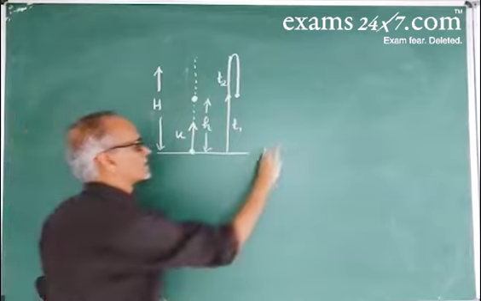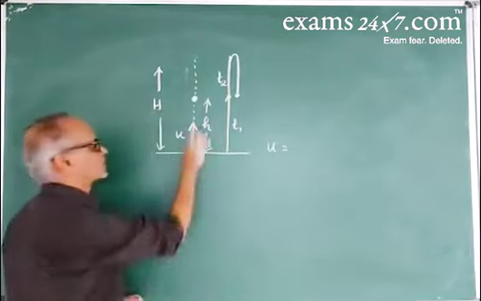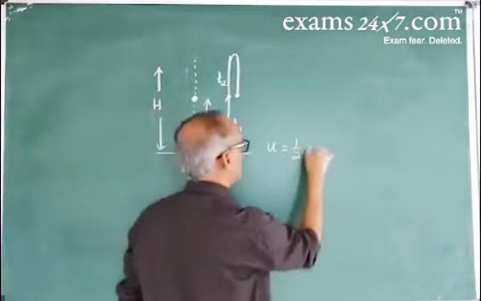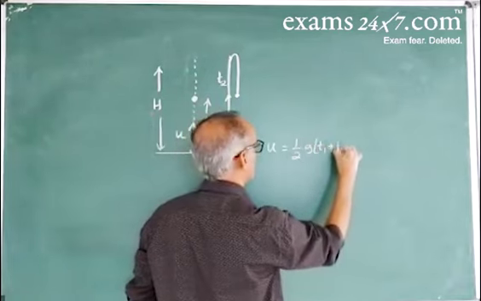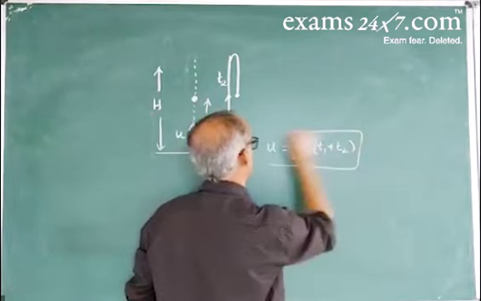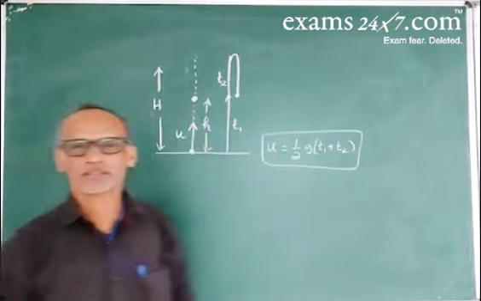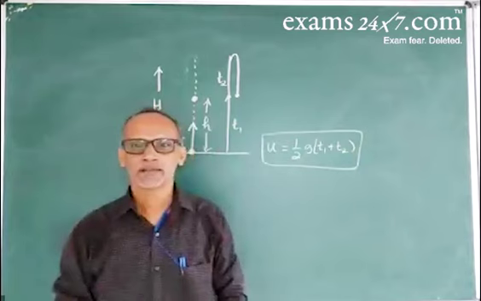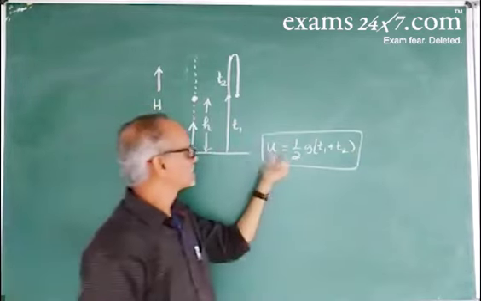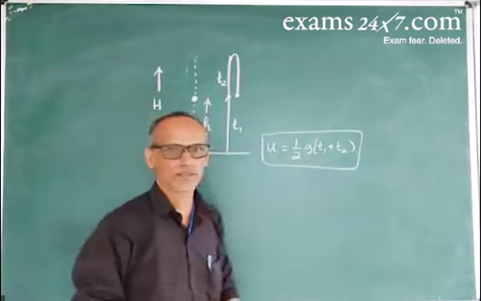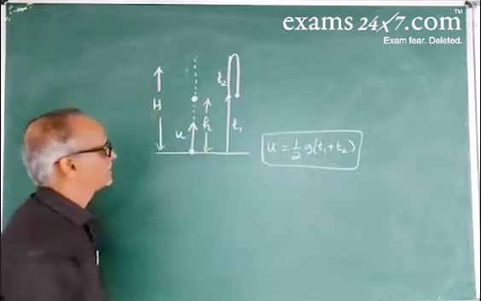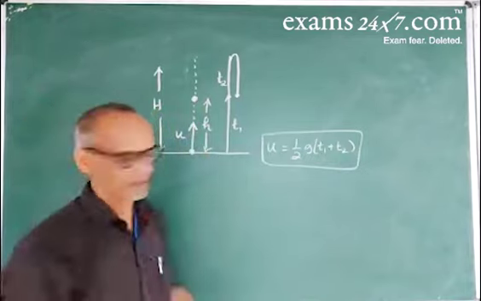In that case, the velocity with which it is projected is given by half g into T1 plus T2. So the initial velocity with which the body is projected so that it reaches the same height at two different intervals is given by u is equal to half g into T1 plus T2. Again, numericals have appeared in the NEET exam based on this concept.